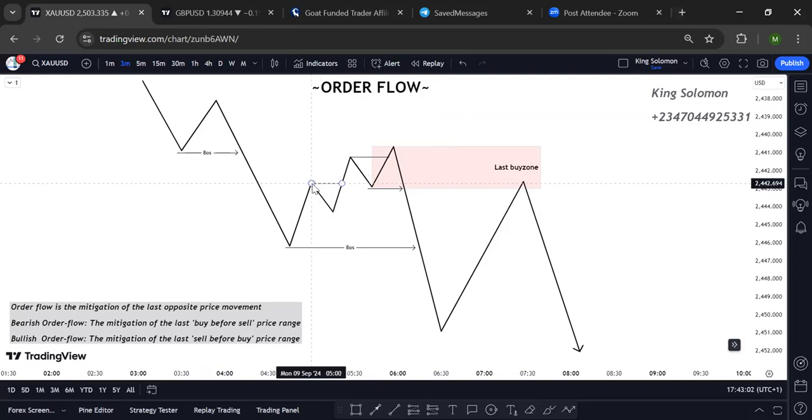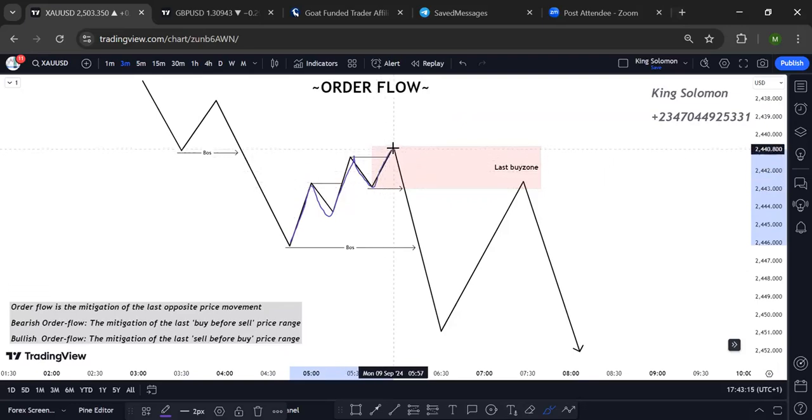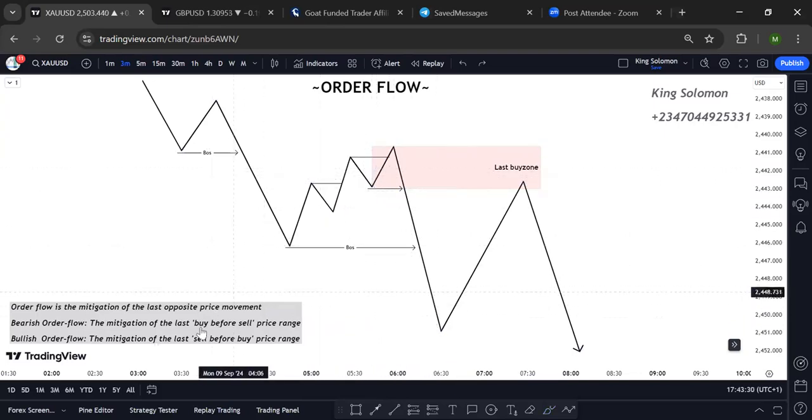Looking at this, we can see that price from this point went up like this, came down to this low, went up, then made this sell, then made the last buy, right? Made the last buy before we now sold to break structure. So that's why I would mark this as our last buy before sell price range.